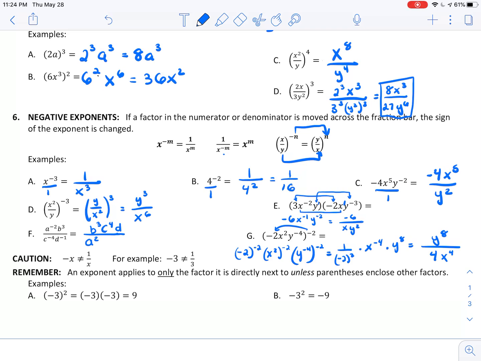So negative 3 squared, with parentheses, is negative 3 times negative 3, which becomes positive, whereas negative 3 squared, without parentheses, carries the negative with us. Okay, so that's it for my exponent rules.